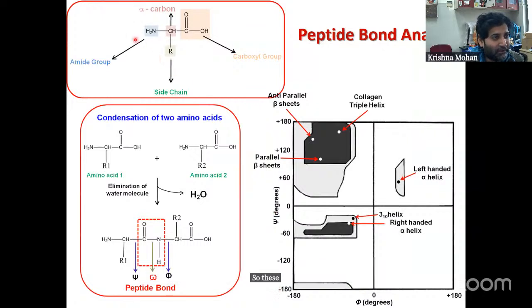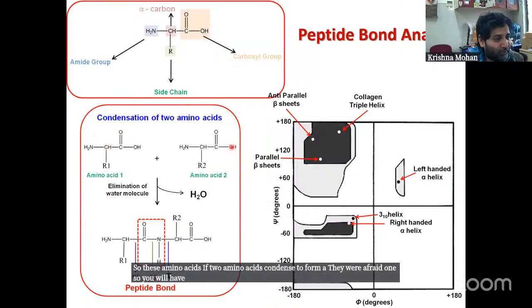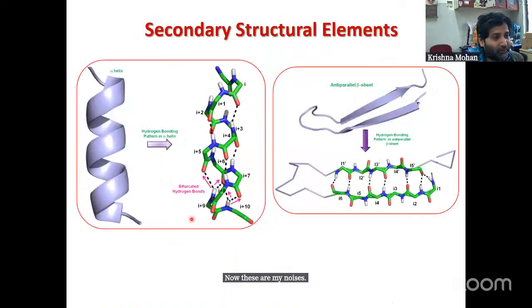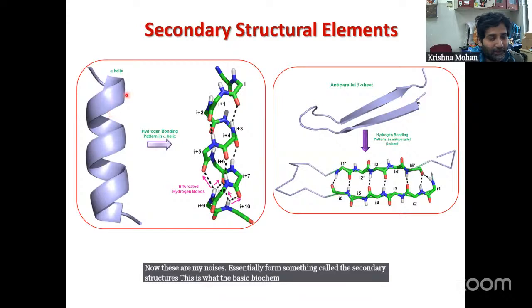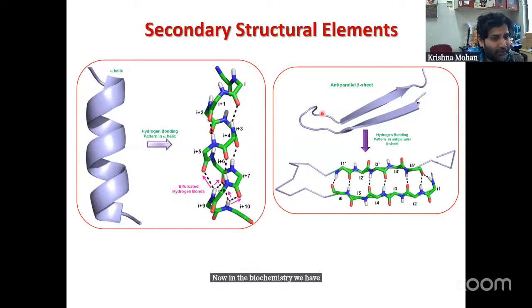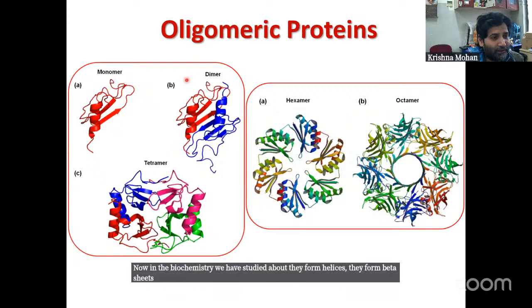If two amino acids condense with the loss of a water molecule, they form a peptide bond, giving a dipeptide. Now these amino acids essentially form something called secondary structures. This is the basic biochemistry we have studied: they form helices or beta sheets, or they form tertiary structures.